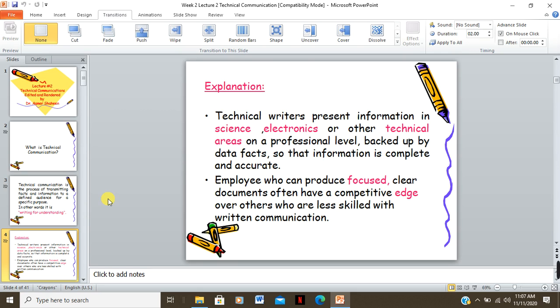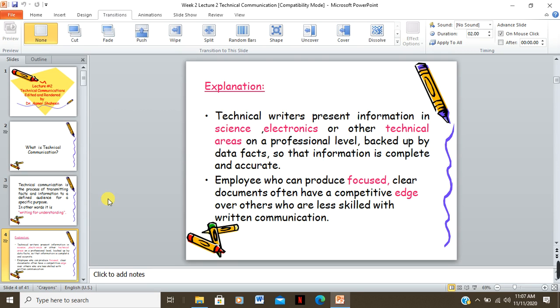It is important to speak those materials which are meaningful, which have their effect on the audience, backed up by data and facts. That is, there are no fabrications involved in that. They have to be completely based on facts, so that information is complete and accurate. If the information is not complete and not accurate, then the outcome will not be the desired one.